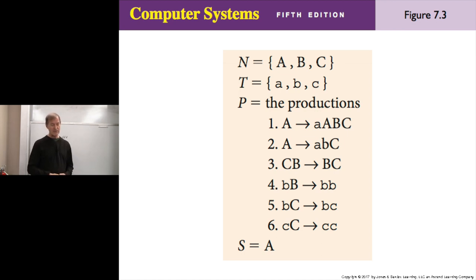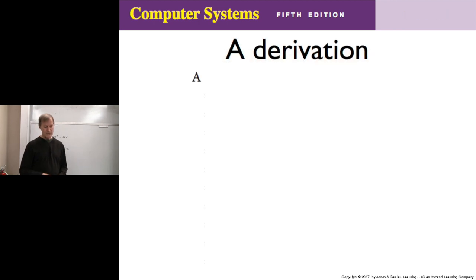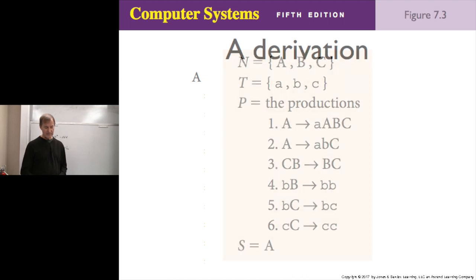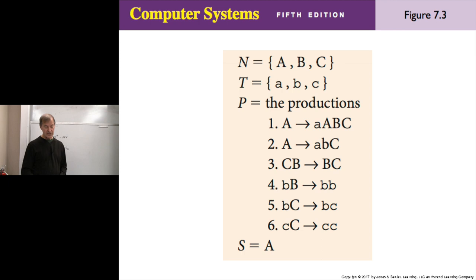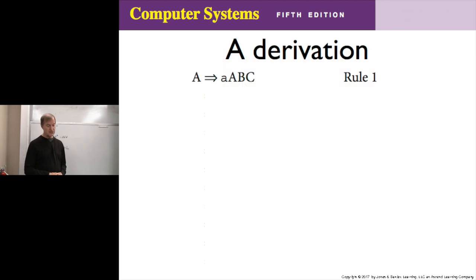And now what is our start symbol? A. So now let's do a derivation. Now watch this. We start with the start symbol, A. Now, I guess there's two things we can do. We could use rule two or we could use rule one. We're going to use rule one. Does everybody see that this is rule one?